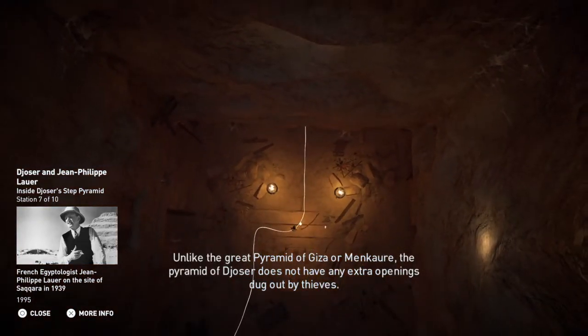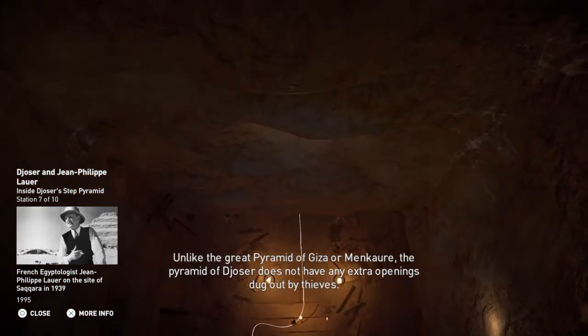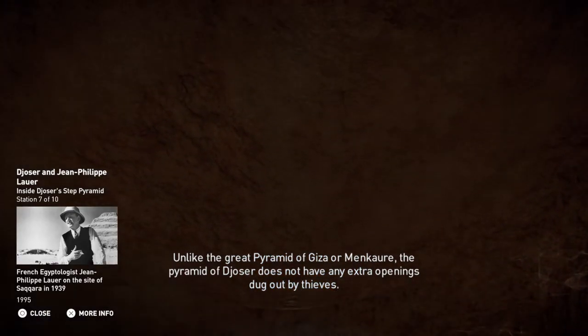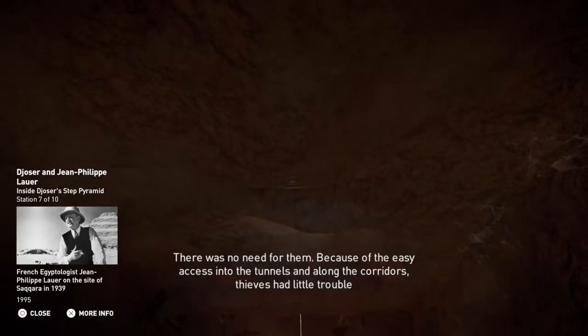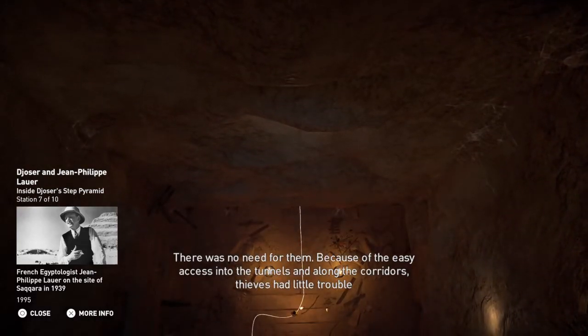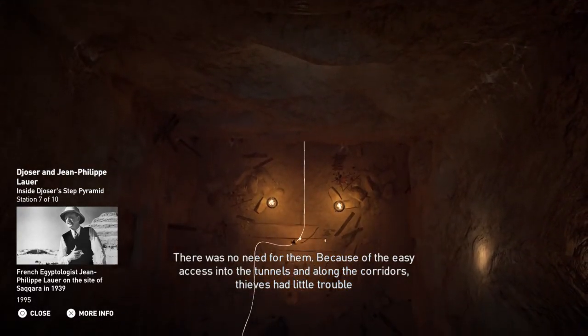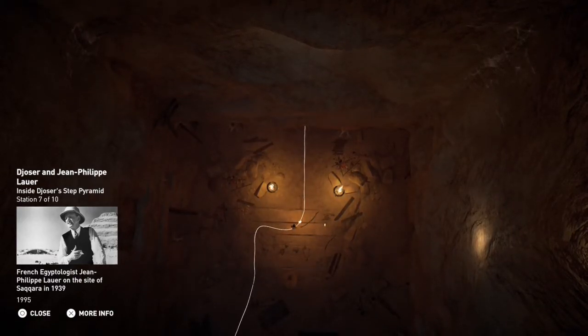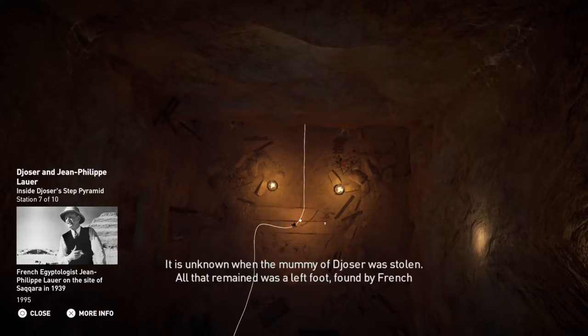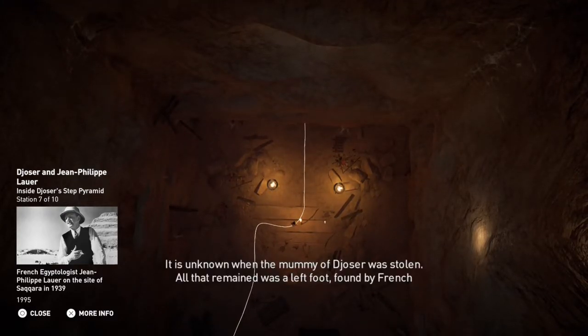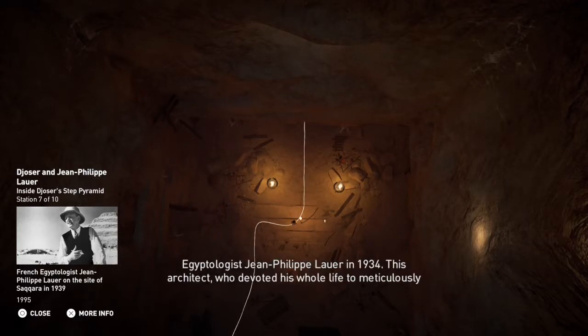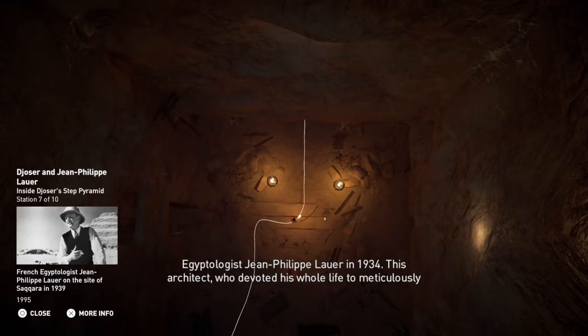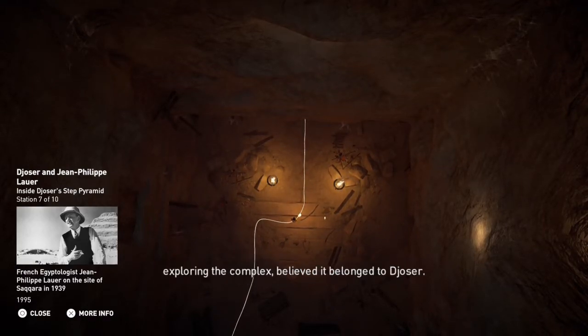Unlike the Great Pyramid of Giza or Menkaure, the Pyramid of Djoser does not have any extra openings dug out by thieves. There was no need for them. Because of the easy access into the tunnels and along the corridors, thieves had little trouble clearing out the temples once inside. It is unknown when the mummy of Djoser was stolen. All that remained was a left foot, found by French Egyptologist Jean-Philippe Lauer in 1934. This architect, who devoted his whole life to meticulously exploring the complex, believed it belonged to Djoser.